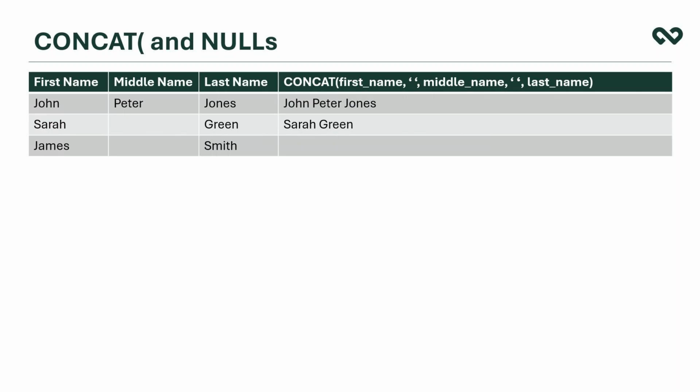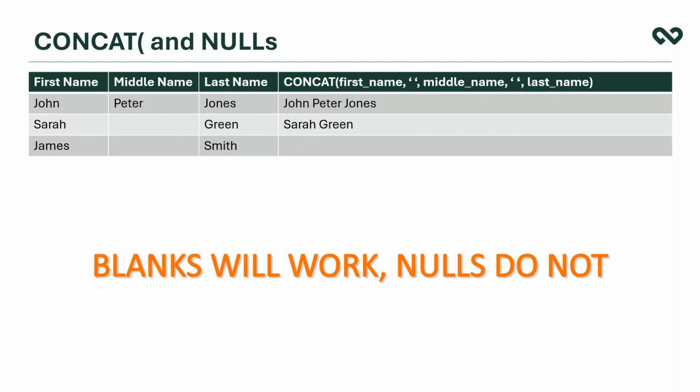With James, the value for his middle name is what we call null, meaning that there is an absence of data. This can be tricky to understand when looking at records, as a blank value and a null value can appear the same. But it is important to remember that this concat formula does work with blanks, but it doesn't work with nulls. So if we used it, it doesn't work, as we can see.